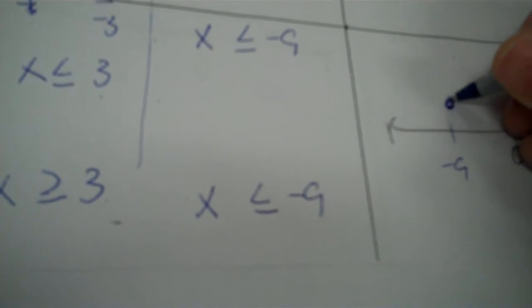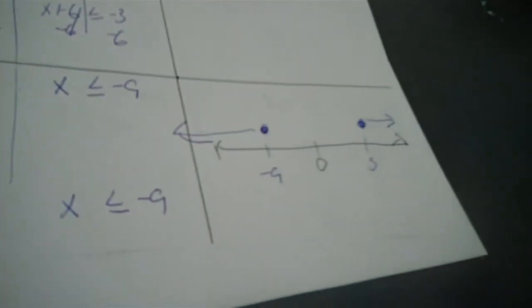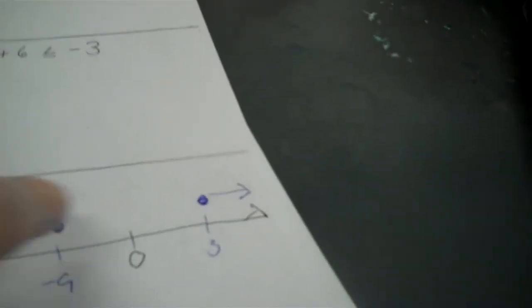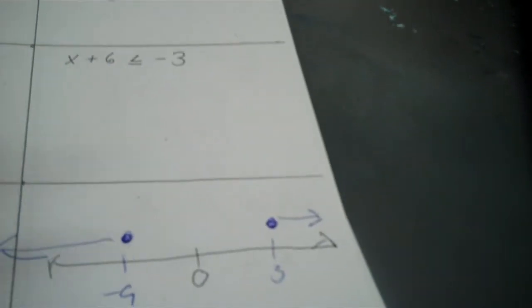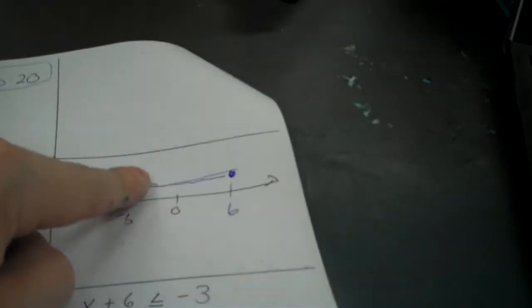So -3 circle opens towards the x, so it's going this way. Opens towards a number, so it goes this way. Okay, so x can be any number that way or that way, but it wouldn't be able to be anything in the middle. It's like the opposite of what's going on there.